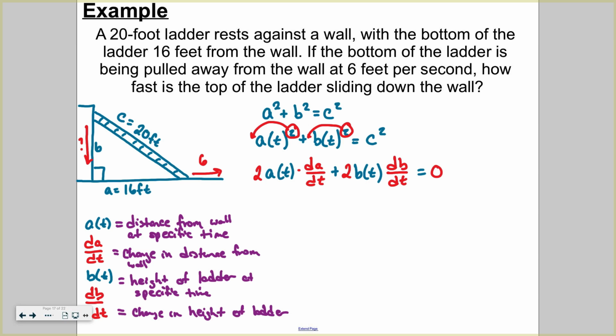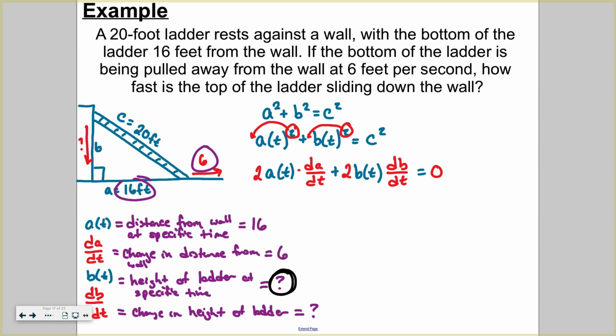Alright, so what do we know? We know that a of t is going to be 16. We know that dA over dt is moving away at a rate of 6 feet per second. However, we don't know the height of the ladder, and we don't know the change in the height of the ladder. However, we're trying to find the change in the height of the ladder. So the only variable that we're missing is the height of the ladder at a specific time. So how do we figure out what that is?